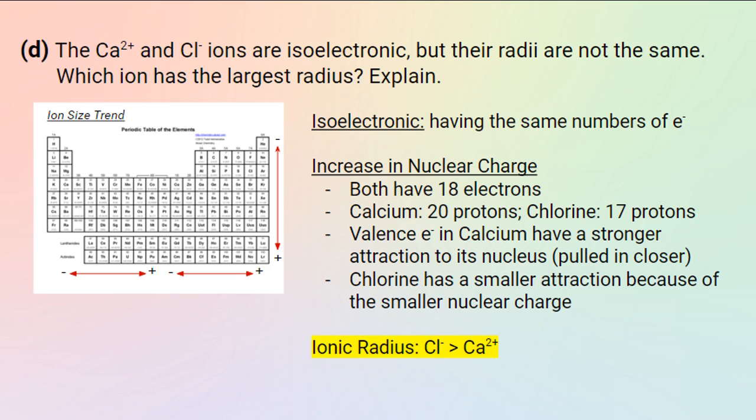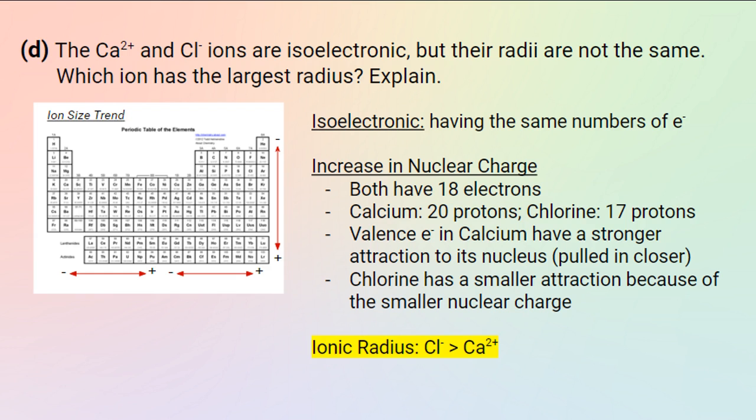To further explain, like said in the question, they are isoelectronic, which means they both have the same number of electrons, which is 18. However, they do have a different number of protons. Calcium has 20 protons, while chlorine has 17 protons.